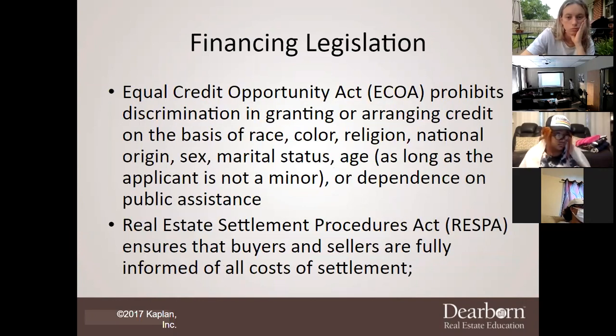The Equal Credit Opportunity Act, I believe, have we covered this in this podcast? I don't think we have, actually, no. We'll cover it in a bunch of other classes. Yeah, you'll see it multiple times in the other classes as well. It prohibits discrimination in granting or arranging credit on the basis of race, color, religion, national origin, sex, marital status, age, as long as the applicant is not a minor, or dependence on public assistance. So it doesn't matter who they are, what race they are, where they're from, their age, you cannot discriminate.